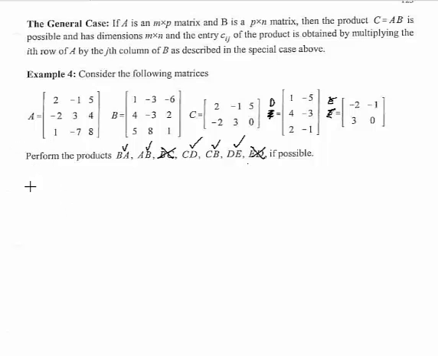Okay, let's see. We'll do DE. We have 1, negative 5, 4, negative 3, and 2, negative 1 times 2, negative 2, 3, 1, negative 1, and 0. Okay.